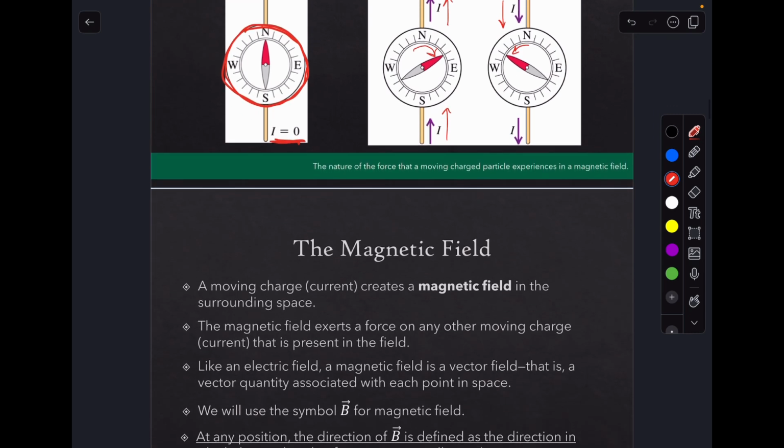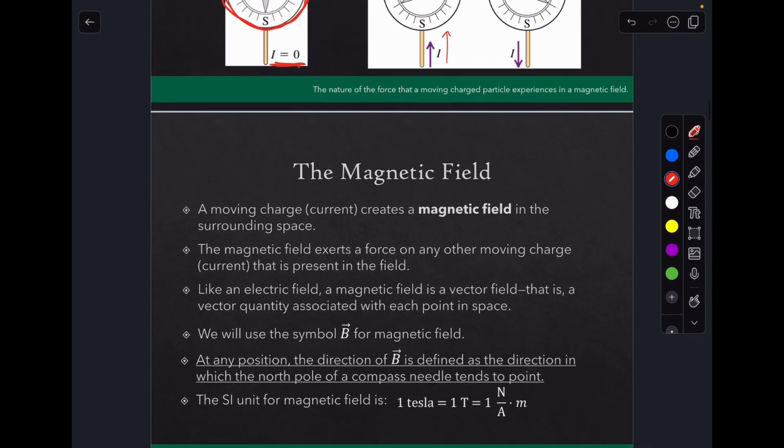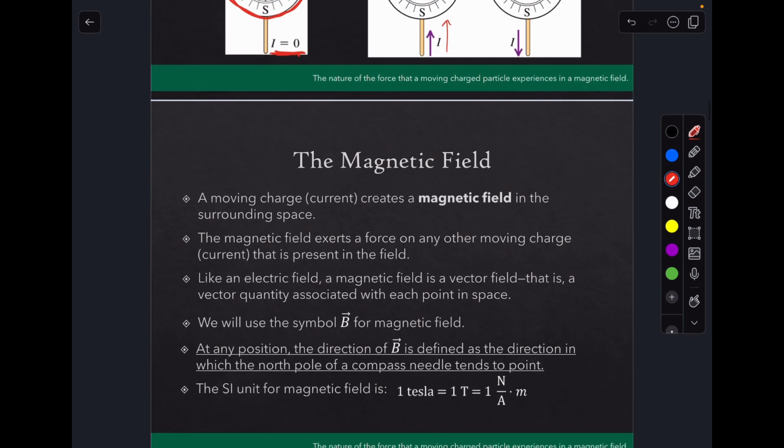And so these observations are leading us to a statement. The statement is that moving charges create magnetic fields in the surrounding space, okay? And that magnetic field exerts a force on any other moving charge that is present in the field.